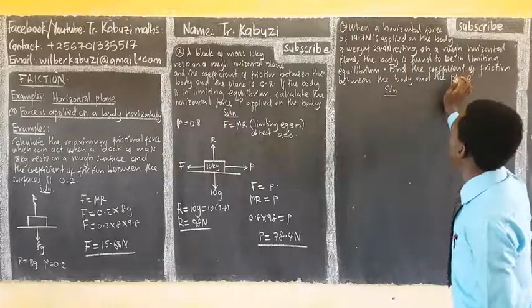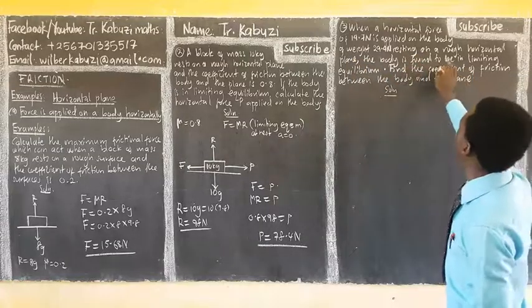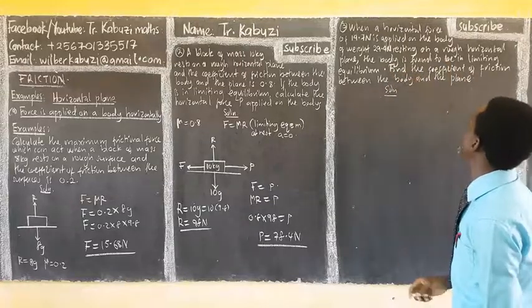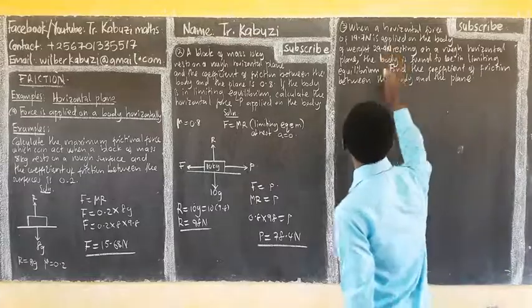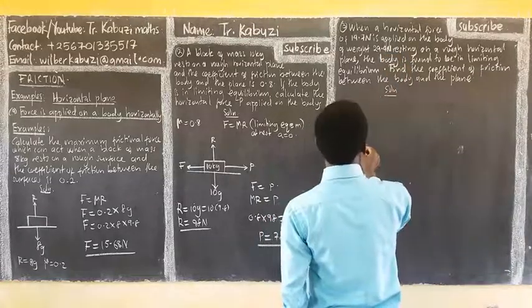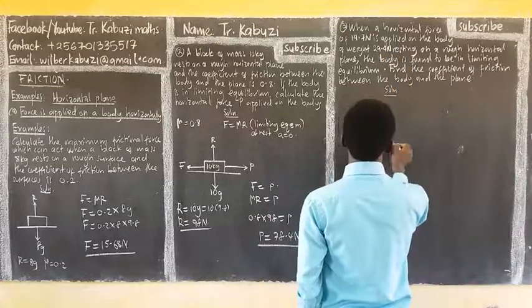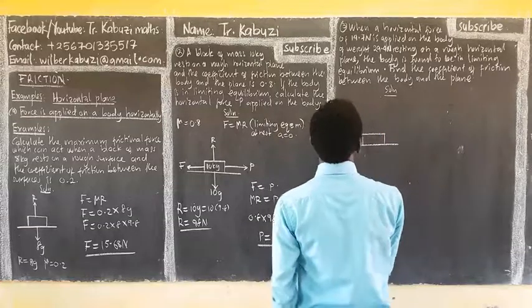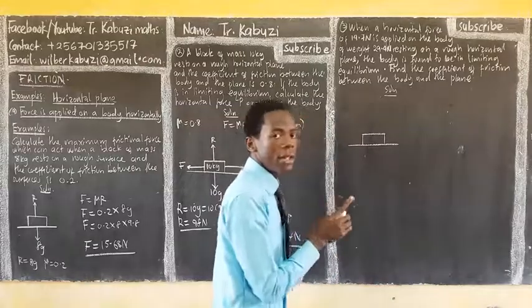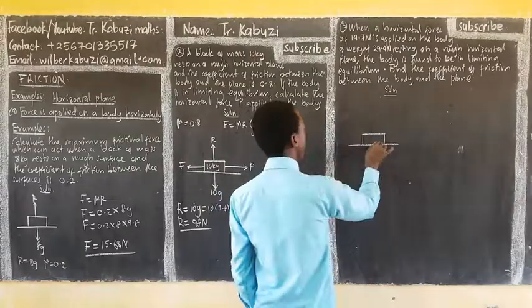Resting on a rough horizontal plane, the body is found to be in the limiting equilibrium. Find the coefficient of friction between the body and the plane. So we draw our simple sketch. So we have our body. This body now has a weight. There's a difference between weight and mass. Now they are giving us a weight.